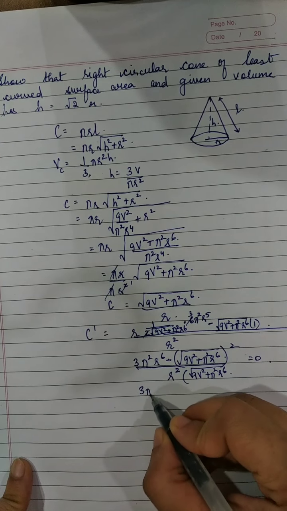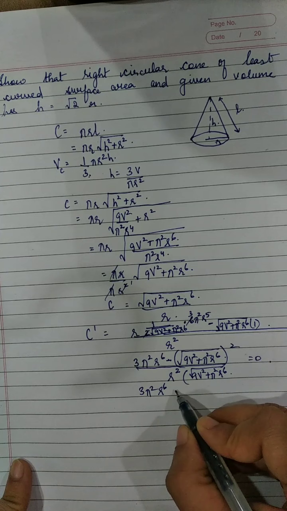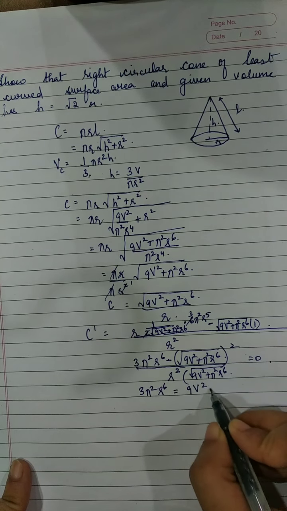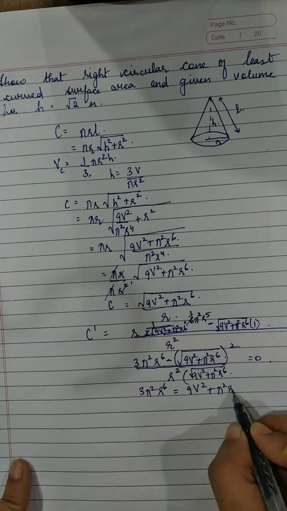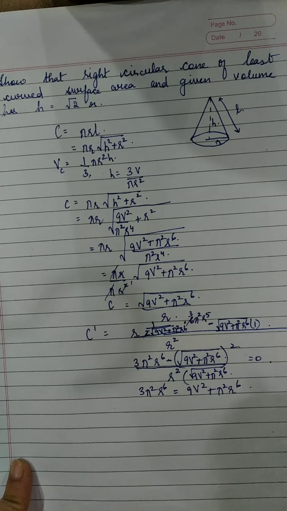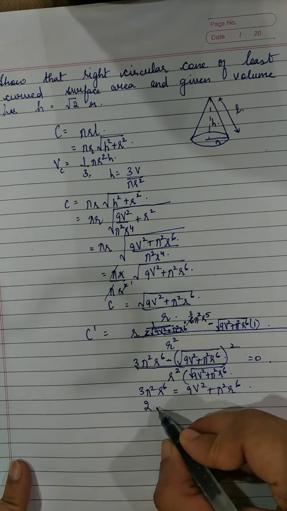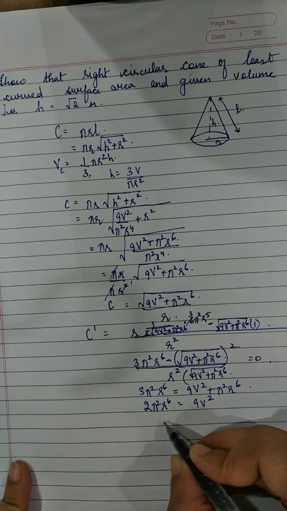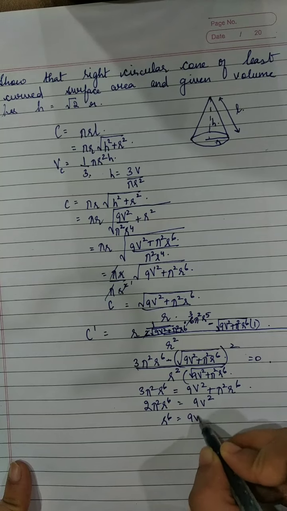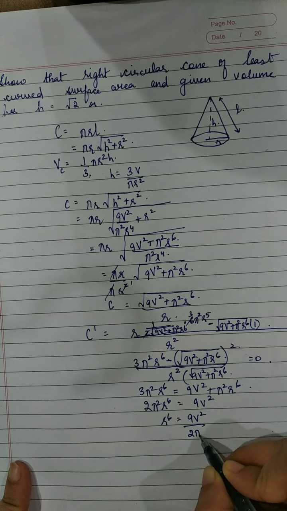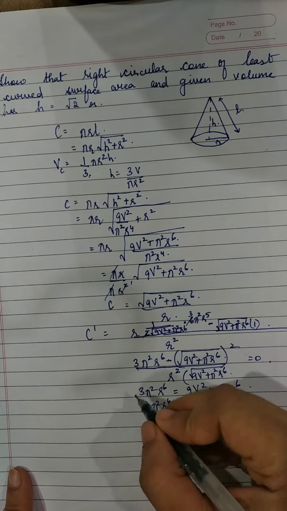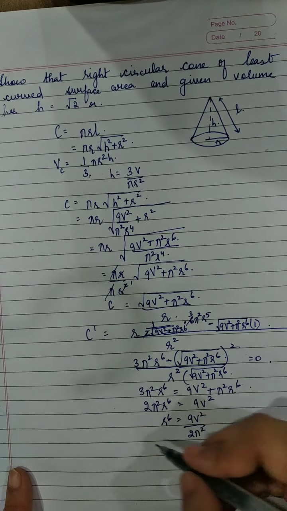So we have 3 pi square r to the power 6 is equal to, taking this on the other side, 9v square plus pi square r to the power 6, right? Bringing it here, so this is 2 pi square r to the power 6 is equal to 9v square, or r to the power 6 is equal to 9v square upon 2 pi square, right? So this is C dash. With the help of C dash we have found this out.